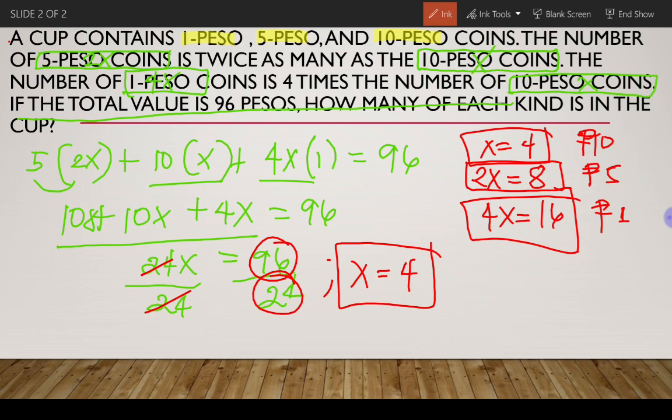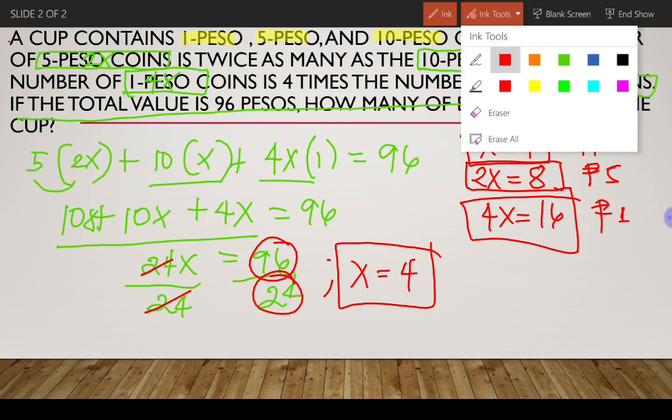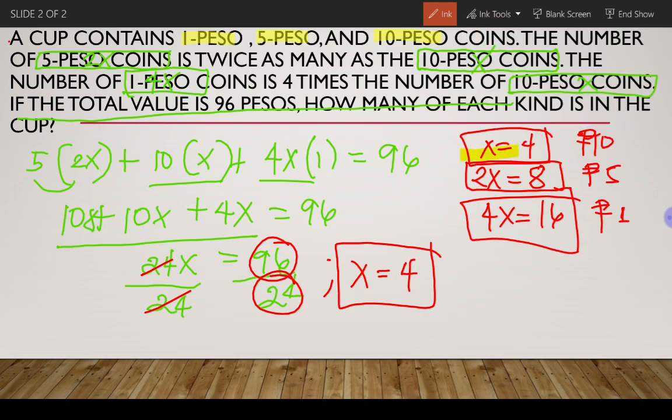So, how many of each kind is in the cup? Ito yung sagot natin. That will be 4 pieces of 10 pesos, 8 pieces of 5 pesos, and 16 pieces of 1 peso.